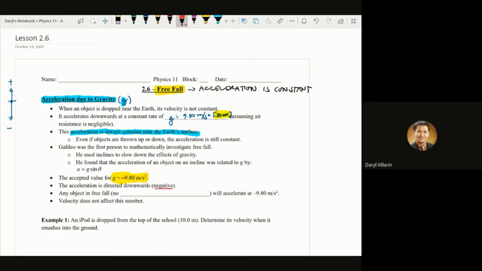Any object in free fall, and when we say free fall, there should be no external force or external forces, will accelerate at negative 9.8. Velocity does not affect this number. So that means that the initial velocity.